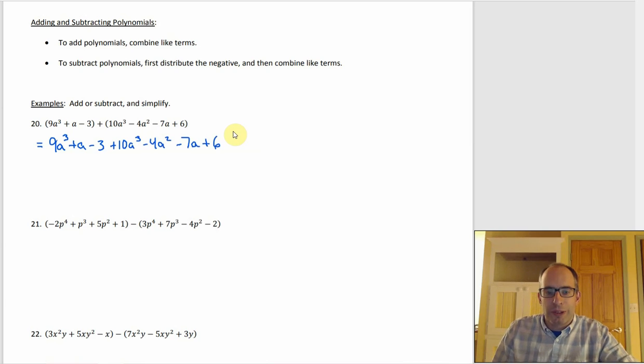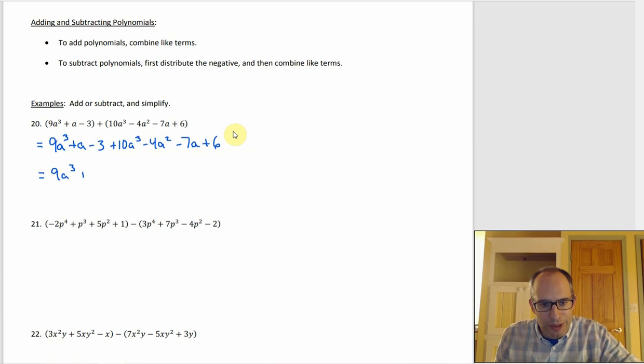Maybe if you want a little bit of organization, you could put the terms next to each other that you're going to combine. So we've got a 9a cubed and then plus a 10a cubed that shows up later. And then for squares, we just have that minus 4a squared. Then for just a's, we have a plus a and then a minus 7a.